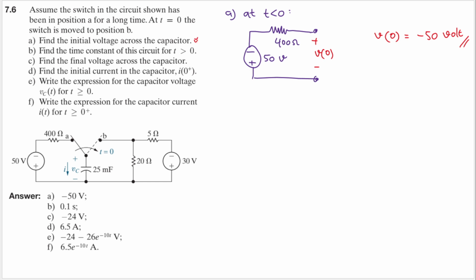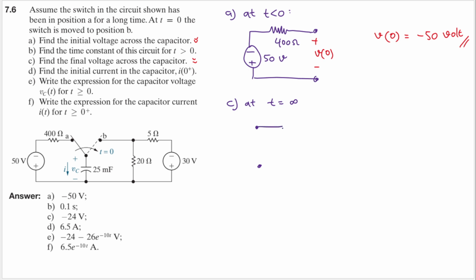Okay. And the second one, find the time constant. I think we will do it later. I want to do the C first. Okay. The final voltage across the capacitor. So for the final voltage, the switch is in B, but already for a long time. So let's do at t equals infinity. Because it has been a long time, the capacitor becomes an open circuit.